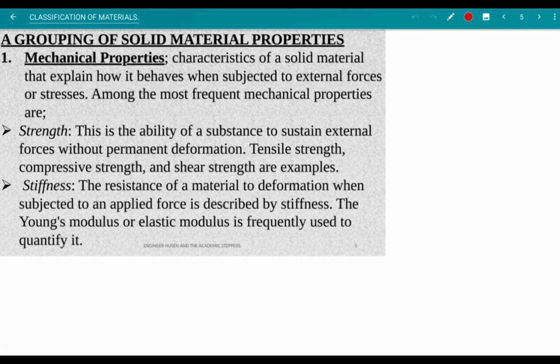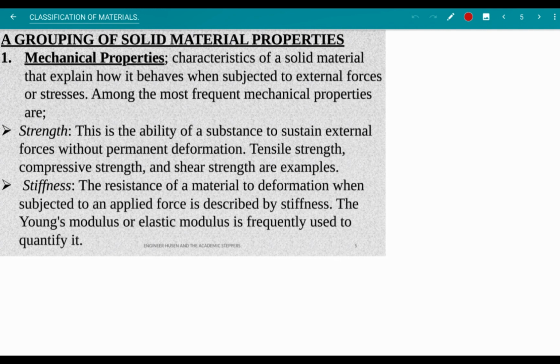Now, property can be grouped according to the material at hand. So in most cases, we look at how we can group solid material properties. So let's look at grouping of solid material properties. We'll start with the first property, which is the mechanical properties. Now, the mechanical properties are characteristic of a solid material that explains how it behaves when subjected to external forces or stresses.